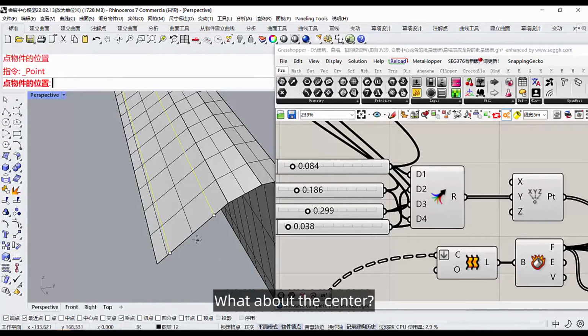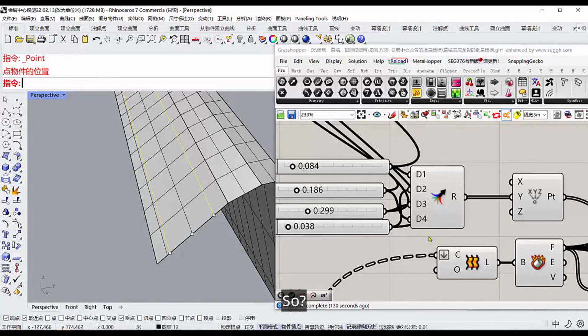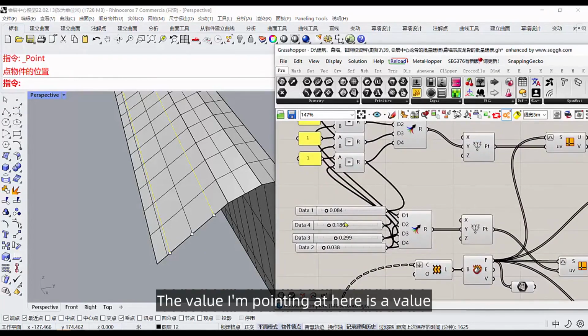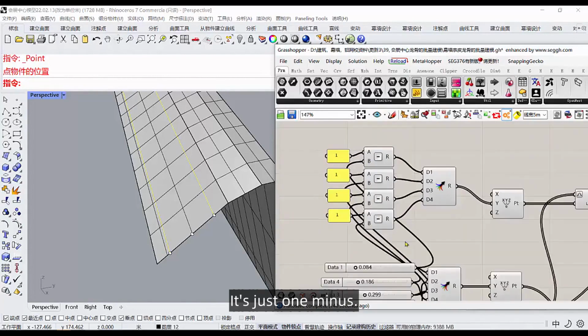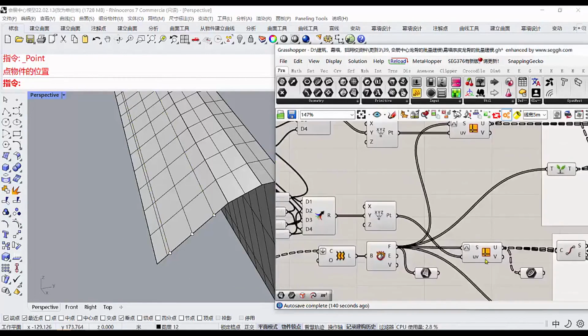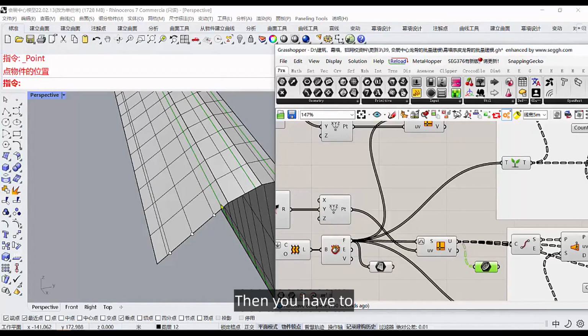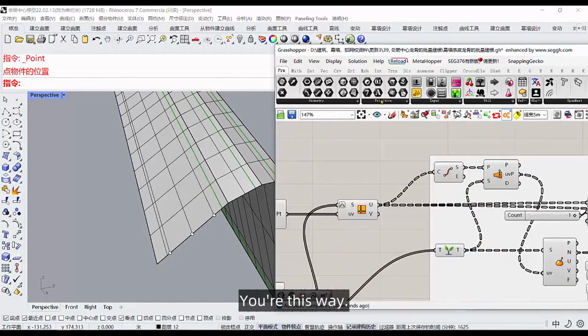What about the center? It's the 0.5 position. So the value I'm pointing at here is a value. What about here? It's just 1 minus. The value here is this. You get this. Let's say you got this. Then you have to get another one. You're this way. Let's look at this value.